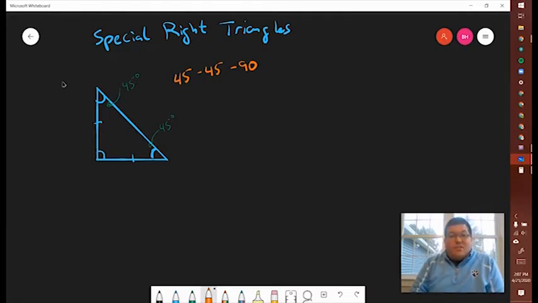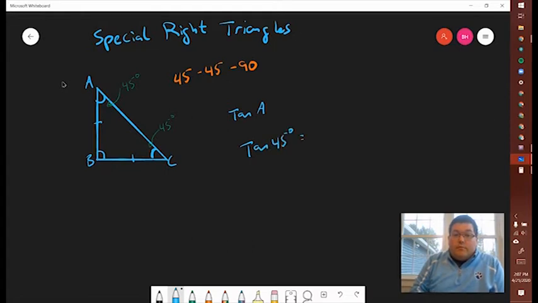Well, what is so unique about these angle measures? Well, let's take a look at the relationship of the tangent. So let's call this triangle A, B, C for a minute. And let's figure out what is the tangent of angle A, right? So let's just say that, and we know angle A is 45 degrees. Well, let's go to our calculator and find out what is the tangent of 45 degrees.